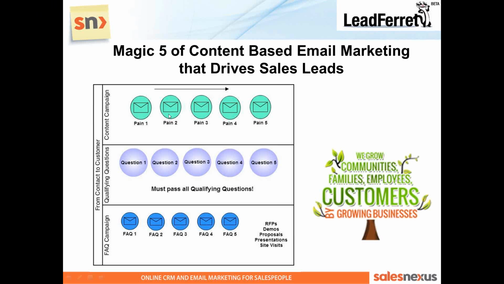The idea is you're going to create 5 emails that focus on the different pains that your products and services address for your customers. And then when people click on the links in those emails to read those articles, that triggers your sales response. So the salespeople then pick up the phone and qualify them, using a series of qualifying questions like Michael talked about a couple of weeks ago in that webinar. And then you also have another email campaign of frequently asked questions that people typically ask before they buy, to grease the skids as they move towards the purchase.